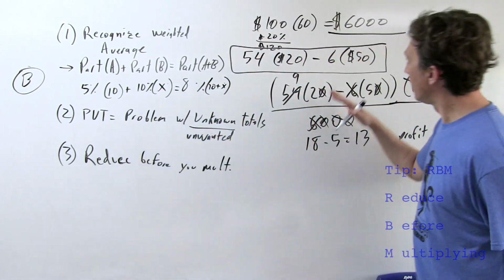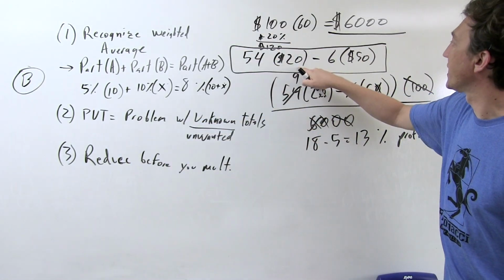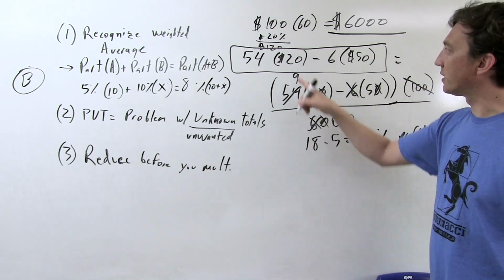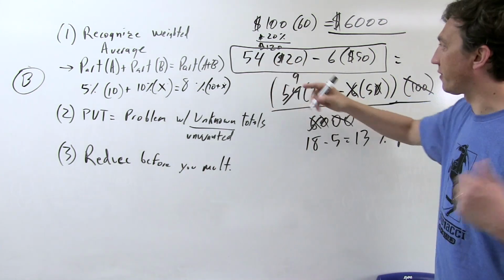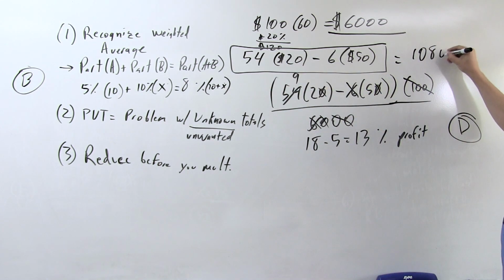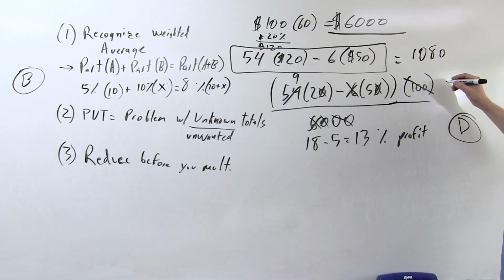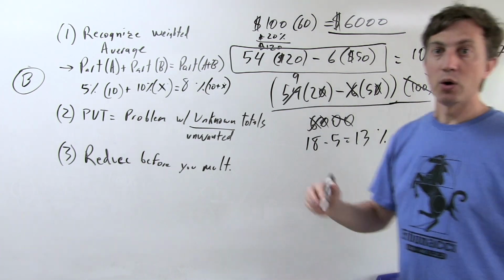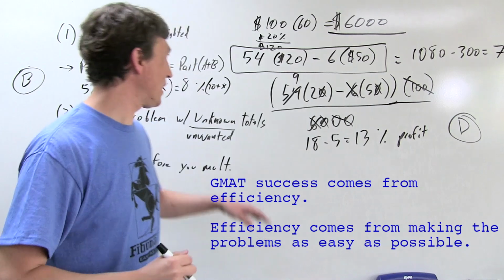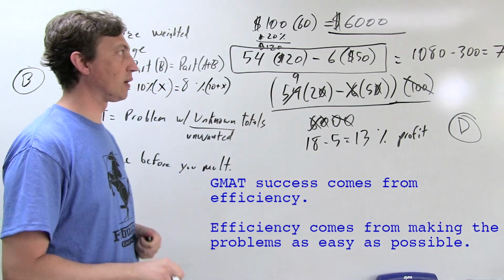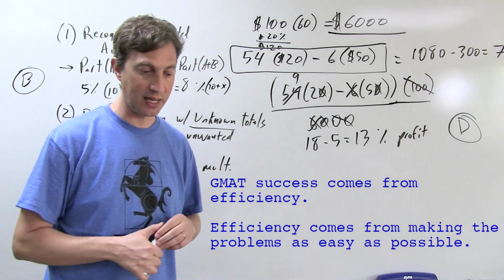And as you saw, we could have figured out 54 times 20 minus 6 times 50. And again, not the end of the world to do this. 20 times 50 is going to be 1,000, plus 4 times 20 is going to be 1,080, and then 6 times 50 is going to be 300, so it's going to be minus 300 equals 780. We can do that, but we shouldn't, because it's better to just say 18 minus 5 equals 13, and that's the kind of work that reducing before we multiply is going to get us.